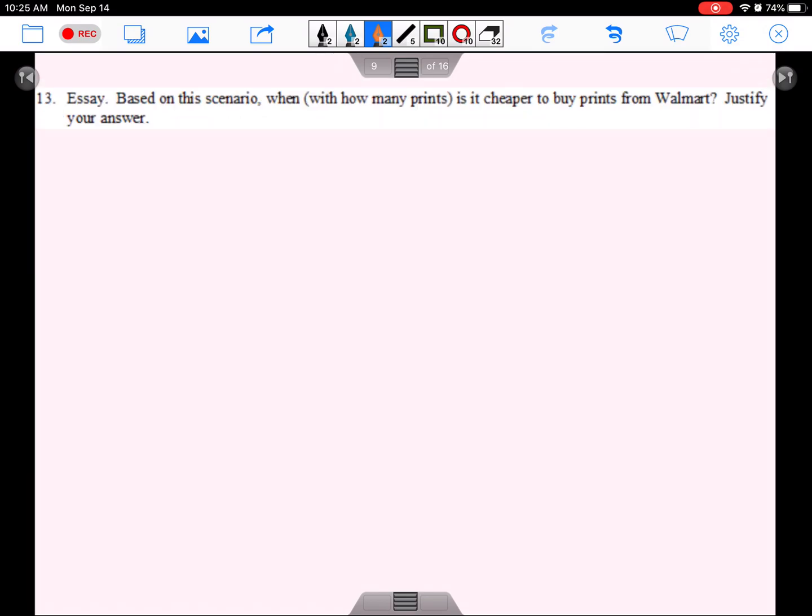Based on the scenario, when or with how many prints is it cheaper to buy from Walmart? Well, we see them intersect at 40. So at 40 prints, they both cost the same. So anything to the right of 40 for Walmart is going to be less than Shutterfly's. So it's cheaper to buy from Walmart when you purchase more than 40 prints.